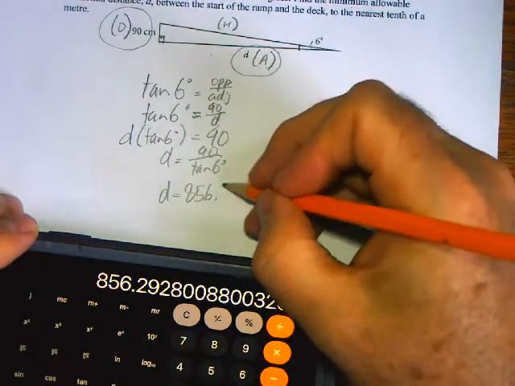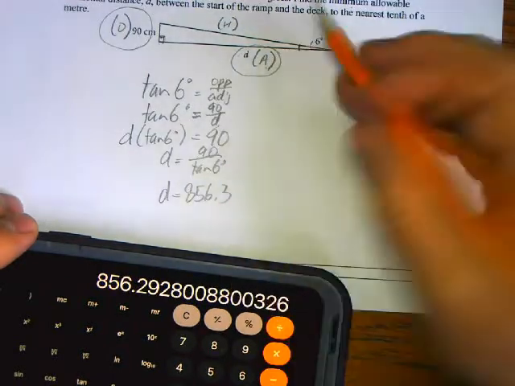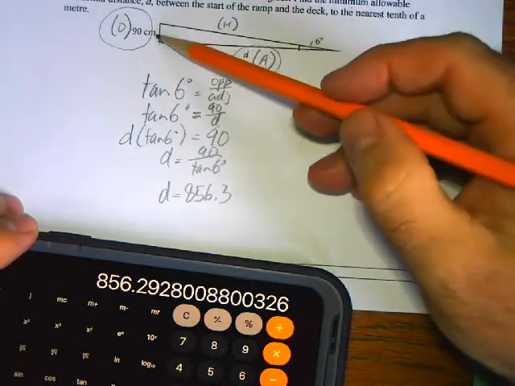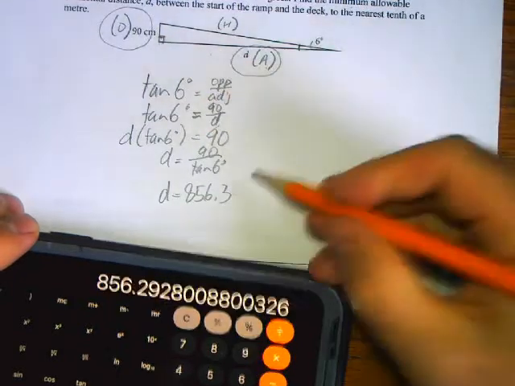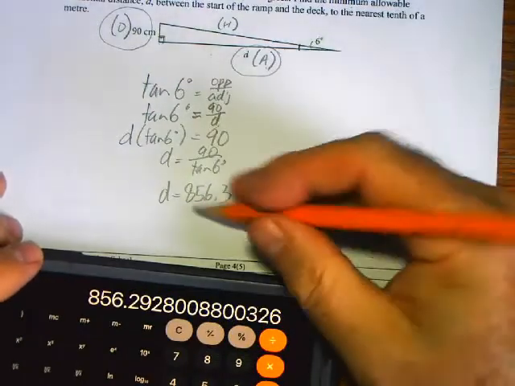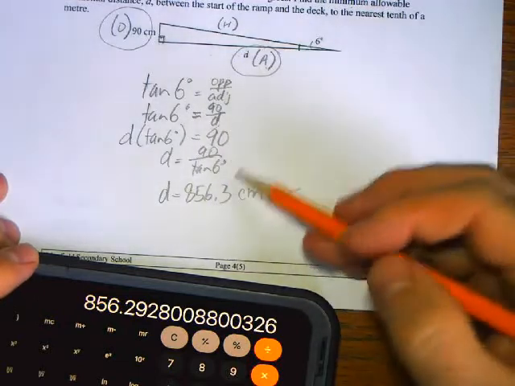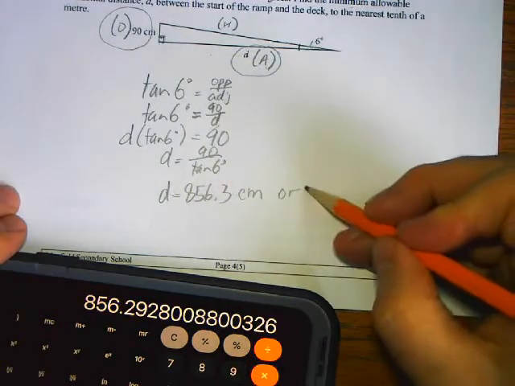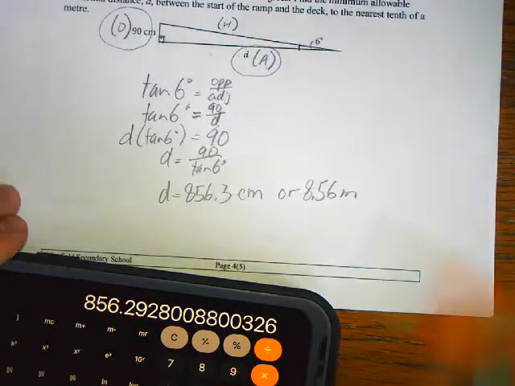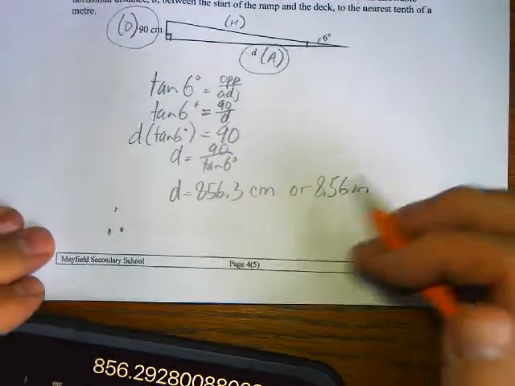Now what's the units for this? Because it says to round to the nearest tenth of a meter, but are these meters? No, they're not, because the unit of that 90 was 90 centimeters, so this is centimeters. Now if you remember, how do you convert centimeters to meters? Well, you divide by 100, so it's going to be 8.56 meters.